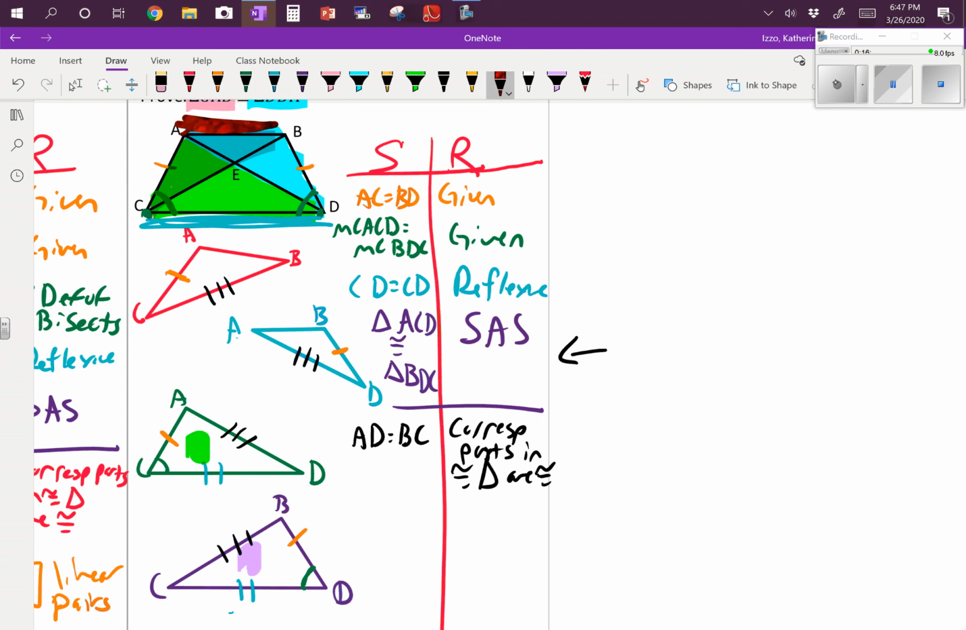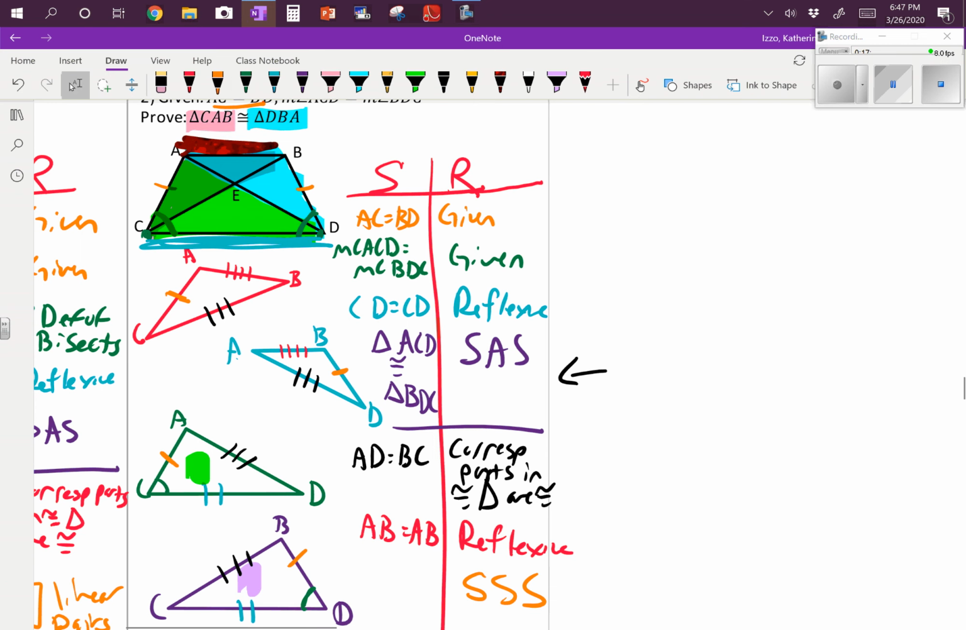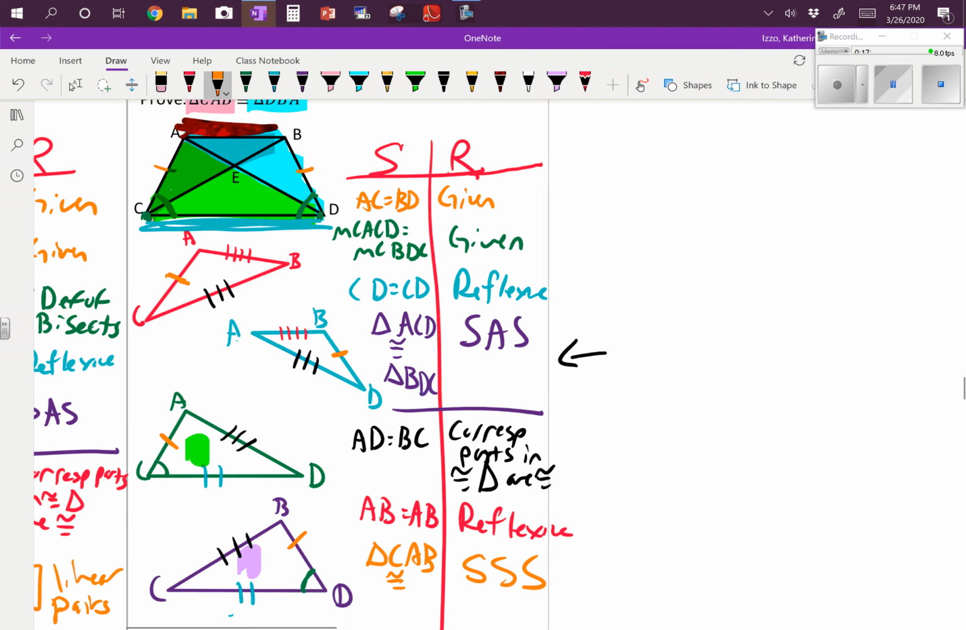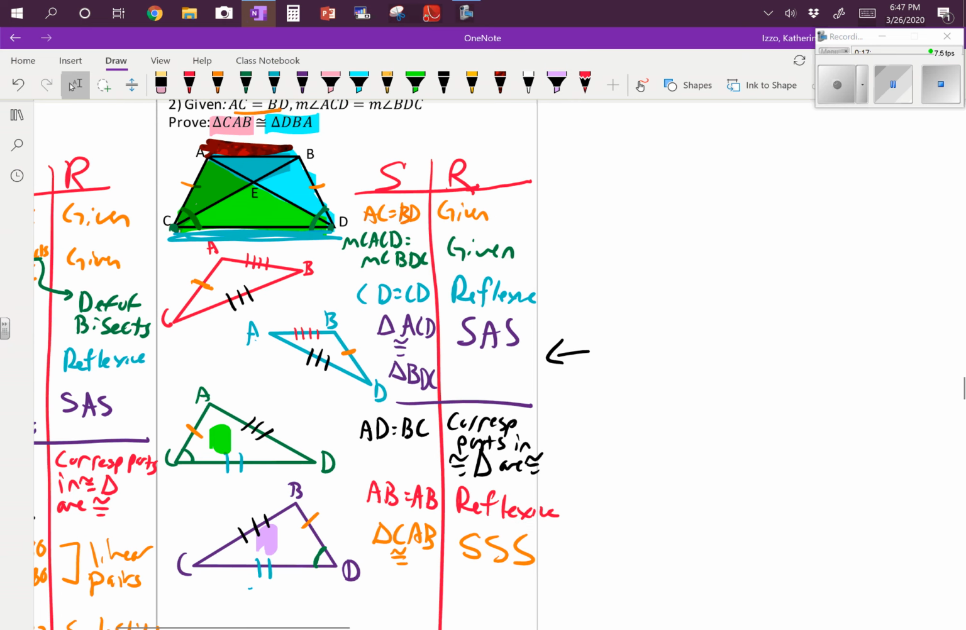So all we really need to do is say AB is the same as AB. So AB equals AB, reflexive. That gives me side, side, side on my pink and blue triangles. My pink triangle being triangle CAB, and my blue triangle being triangle DBA.